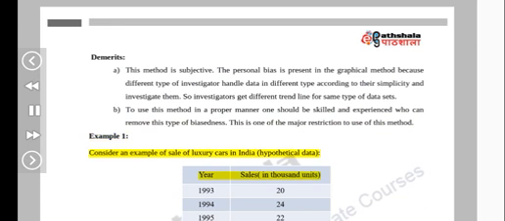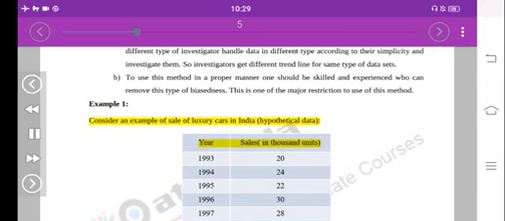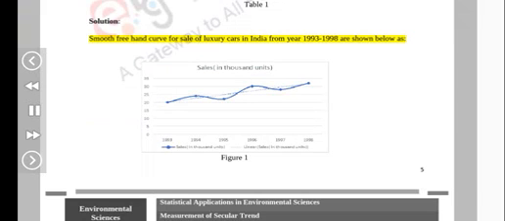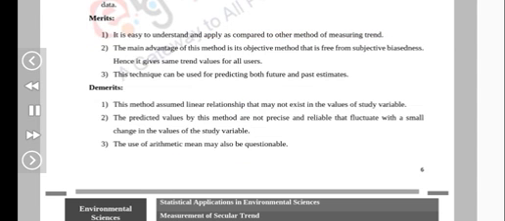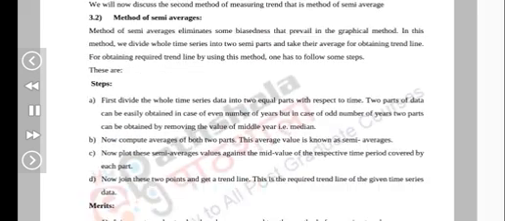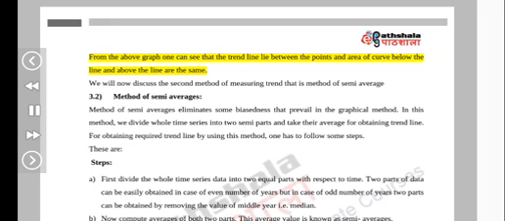Example 1. Consider an example of sale of luxury cars in India. Hypothetical data, year, sales. Table 1. Solution. Smooth freehand curve for sale of luxury cars in India from year 1993-1998 is shown below as Figure 1. From the above graph, one can see that the trend line lies between the points and the area of the curve below the line and above the line are the same. We will now discuss the second method of measuring trend, that is, the method of semi-averages.